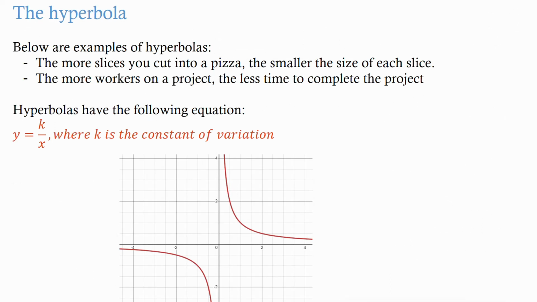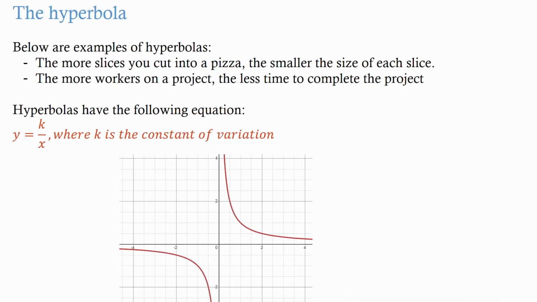In this video, we're focusing on the hyperbola. So two examples of what a hyperbola is: when you have a pizza and you start cutting slices in, the more slices you cut into the pizza, the smaller the size of each slice gets, all right?